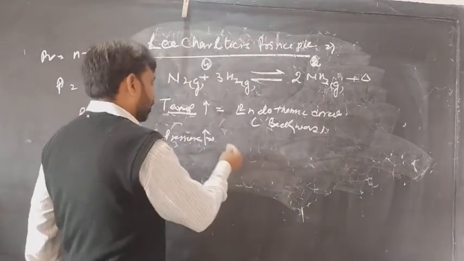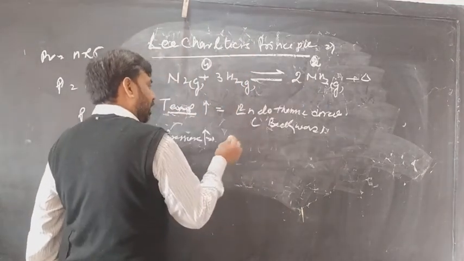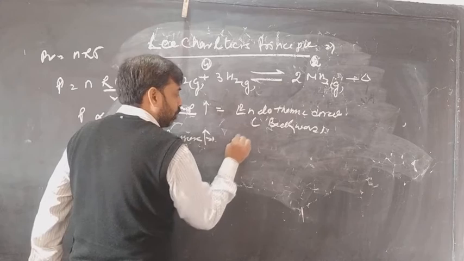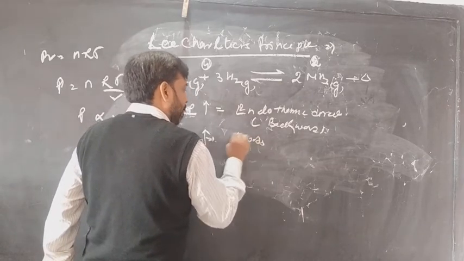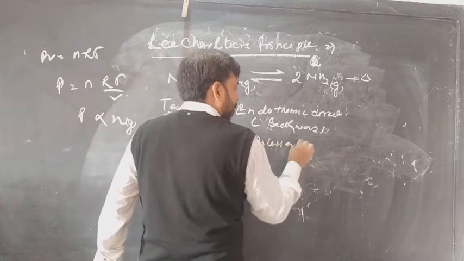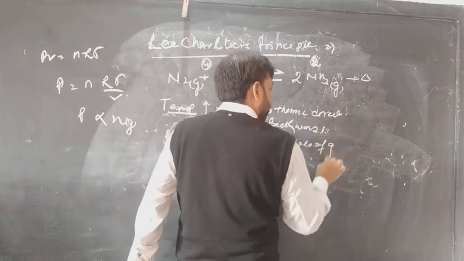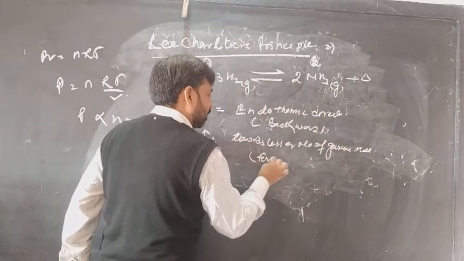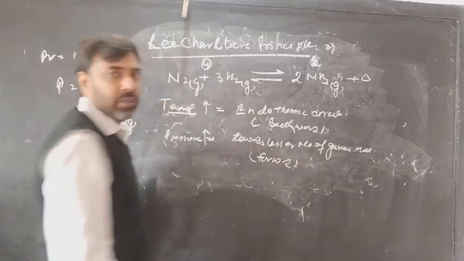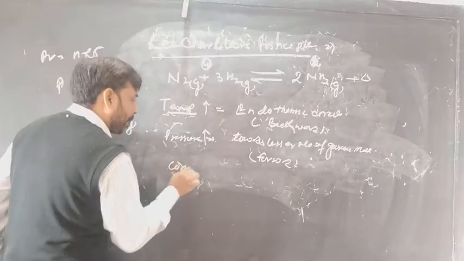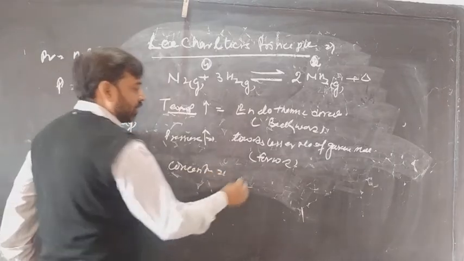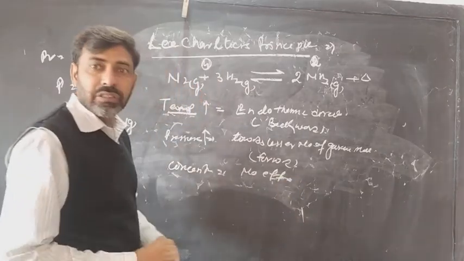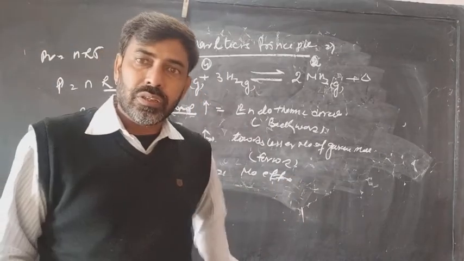So the pressure is reduced in the forward direction, so the reaction will move in the direction of lesser number of gaseous molecules, and in this specific reaction it is the forward direction. The next one is the concentration. We say there is no effect of the concentration. Why no effect? Because concentration is not the factor which can change the equilibrium constant.